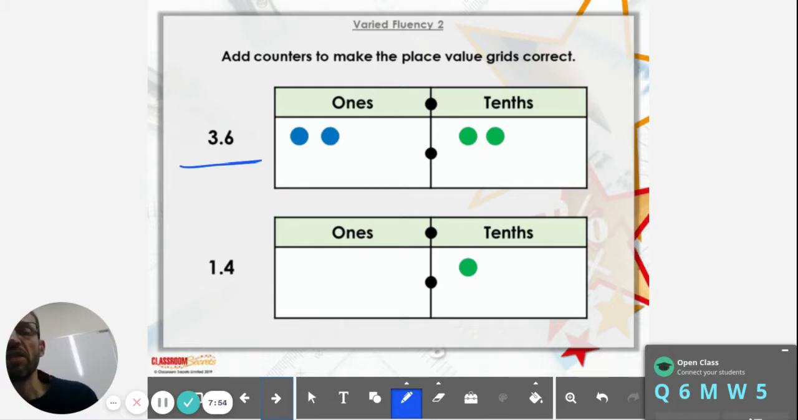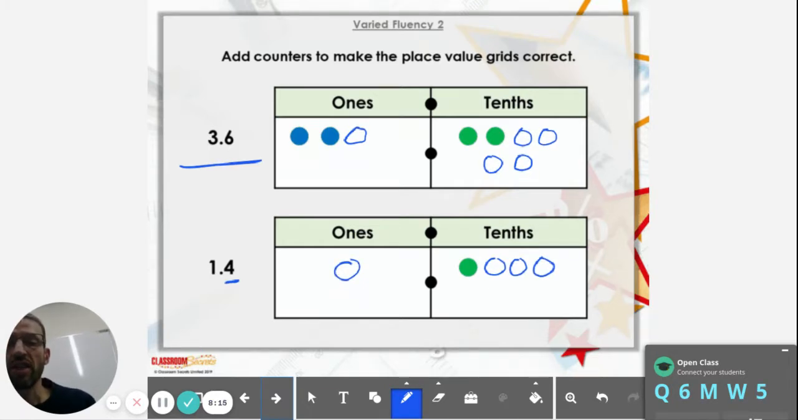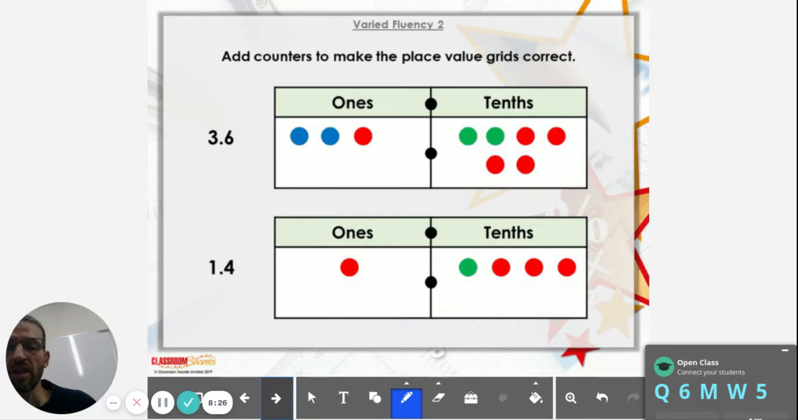We can't actually physically put the counters on, but we can draw them. So it's 3.6, so it's 3 ones and 6 tenths. I'm going to have to add just 4 more. That will give me 6 tenths. Here we've got 1 1 and altogether 4 tenths, because there's my 4 and the 4 is in the tenths column. So this is tenths. So therefore it's going to go over in this column here in the place value chart. Hey, we got it.